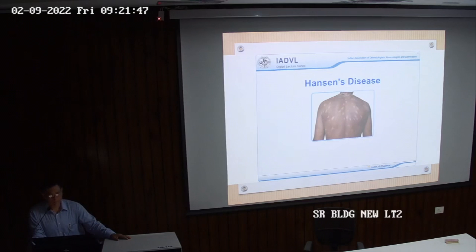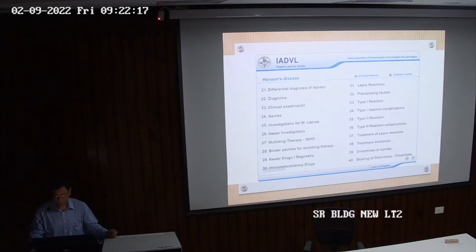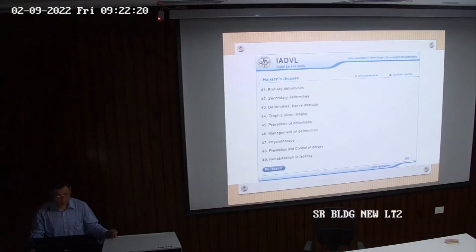Mycobacterium leprae. What are the clinical findings in this, do you know anything? Multiple skin lesions, neuropathy. Neuropathy is important. There is loss of sensation in cases, and it is caused by Mycobacterium leprae. So this is good enough to start with. So we'll cover all these topics during the lecture. So it's a long list of topics to be done.